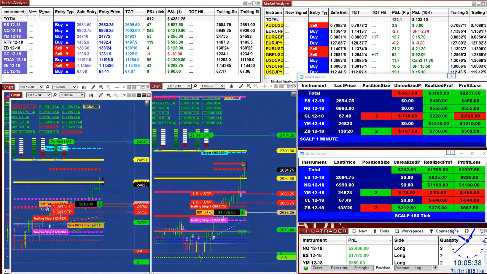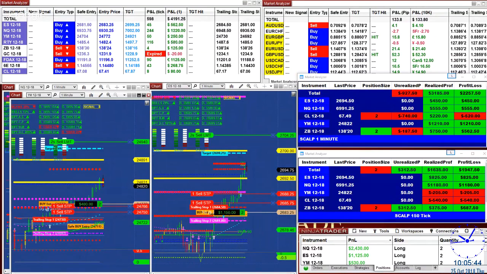You don't have any new update with the target. So what you see on the market analyzer, this is how, when you are using fully automated to trade, this is going to act exactly like the market analyzer.